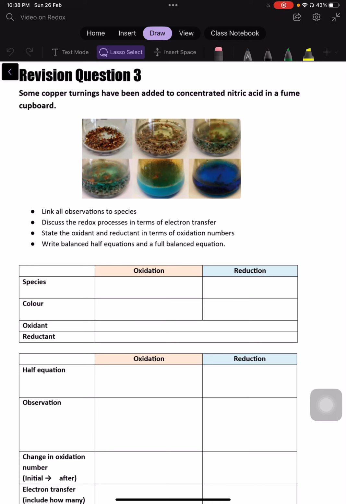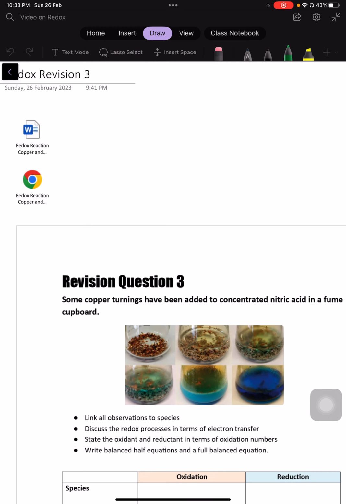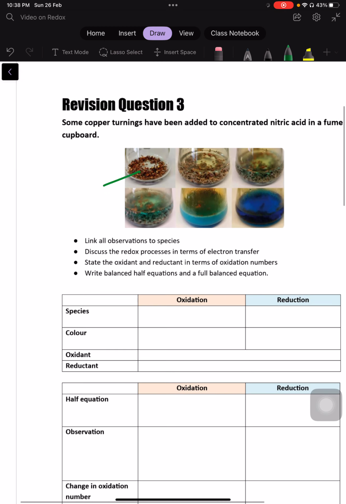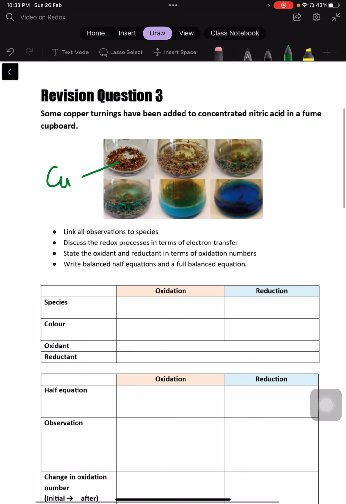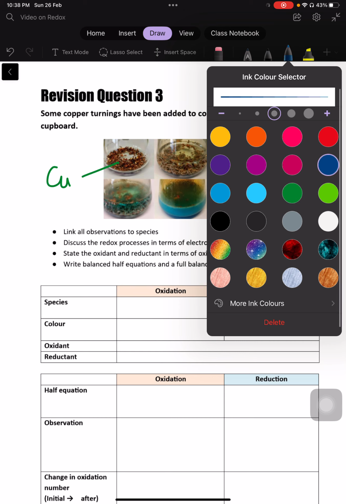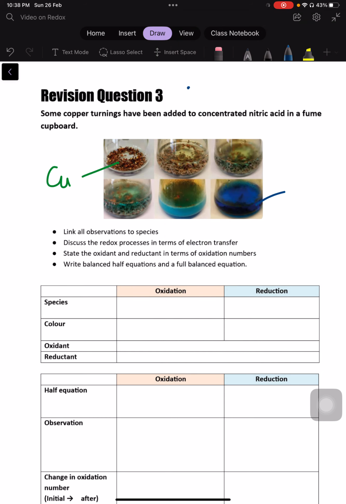Welcome to the last video for revision 3, and this is a reaction between copper and nitric acid. Based on the picture, you can see copper is brown in color. So we have brown copper, and during the reaction, you can also see that the brown copper becomes blue, which becomes copper 2 ion. So that's how you can verify this copper redox pair.